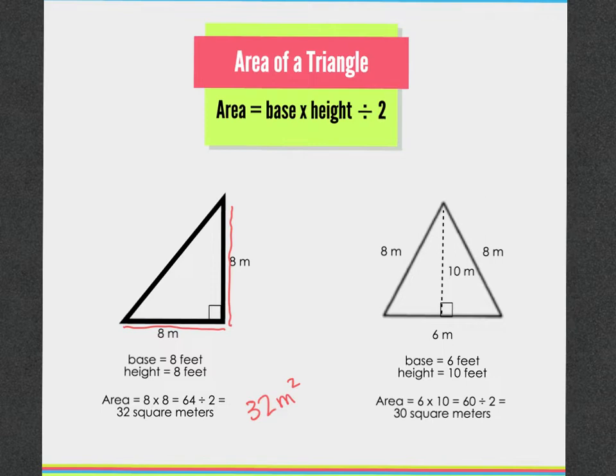All right, over here with this triangle, our base is 6. And our height has to be 90 degrees from the base going to the tallest point of the triangle. So this is going to be our height, okay? Not these sides over here, those are not our height because they're not 90 degrees from the base. So our height is going to be 10 meters. So we have 6 times 10, which is 60, divided by 2, and we're going to get 30. Again, we would write 30 meters squared.